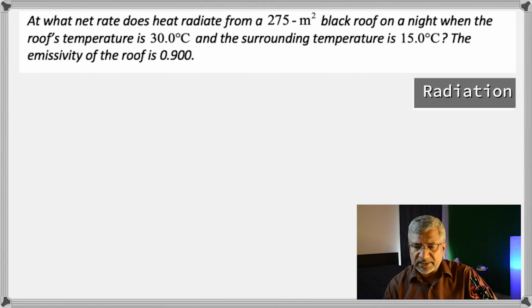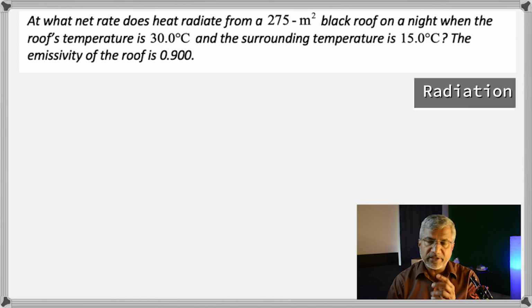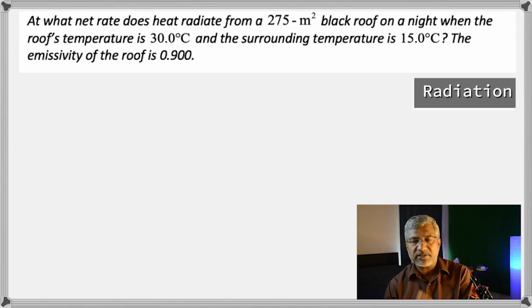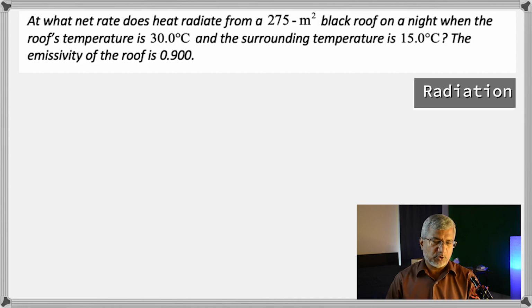The problem says, at what net rate does heat radiate from a 275 meter squared black roof? So that's the area. On a night when the roof's temperature is 30 Celsius, got to be in Kelvin, and the surrounding temperature is 15 degrees Celsius. You have both the temperatures, and the emissivity of the roof is 0.9. So although it's black, it's not 1, it's very close. We also have a constant involved, which is called the Stefan's constant, 5.669 or 5.67 times 10 to the negative 8.